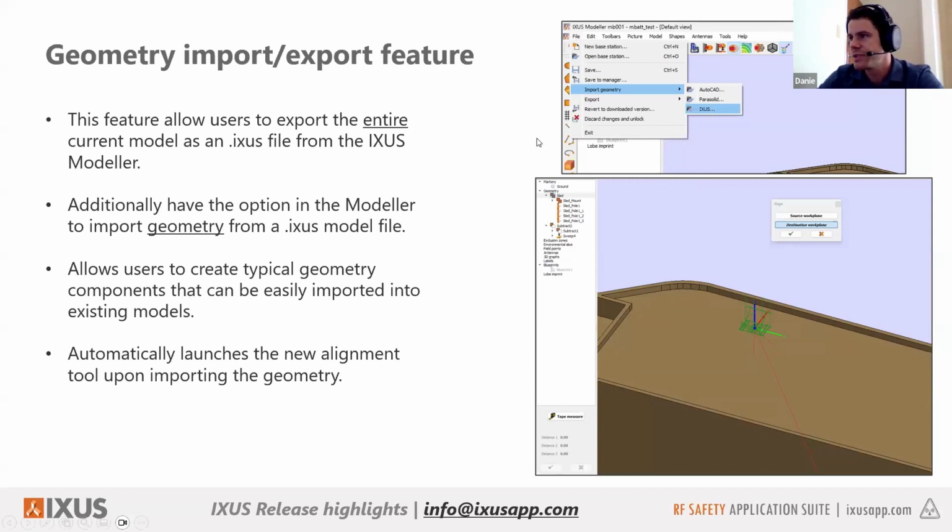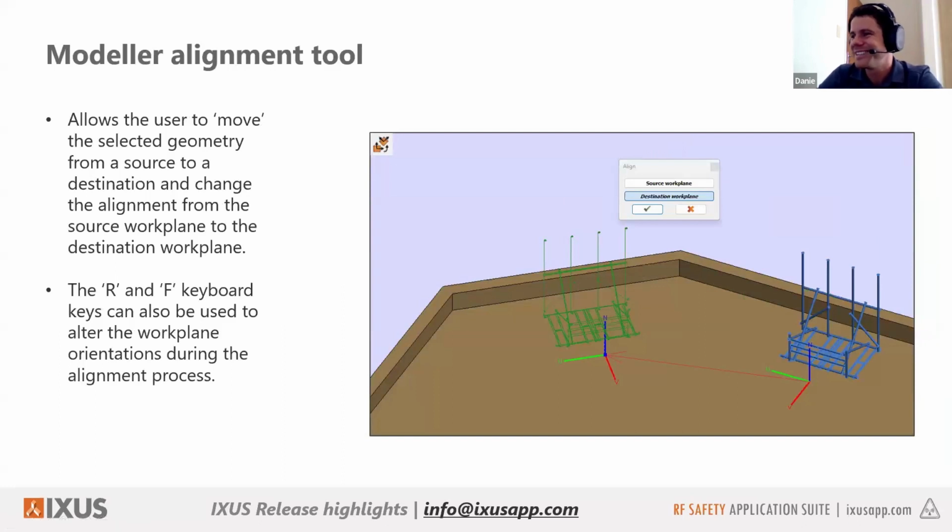Once you do this import geometry feature, it will also automatically launch the new alignment tool, which leads me to the next feature that I'll highlight now, which is the modeler alignment tool. What this does is you can select some geometry or combination of geometry, select this tool, and it allows you to move an object from a specific source work plane to a destination work plane. So it will realign the object depending on where you select these work planes.